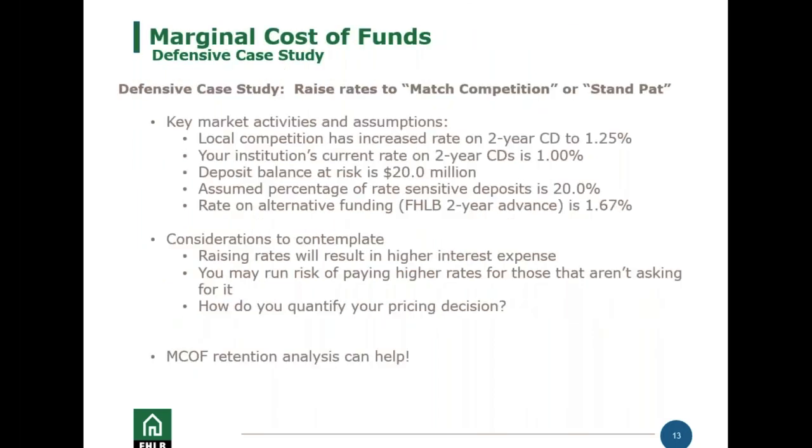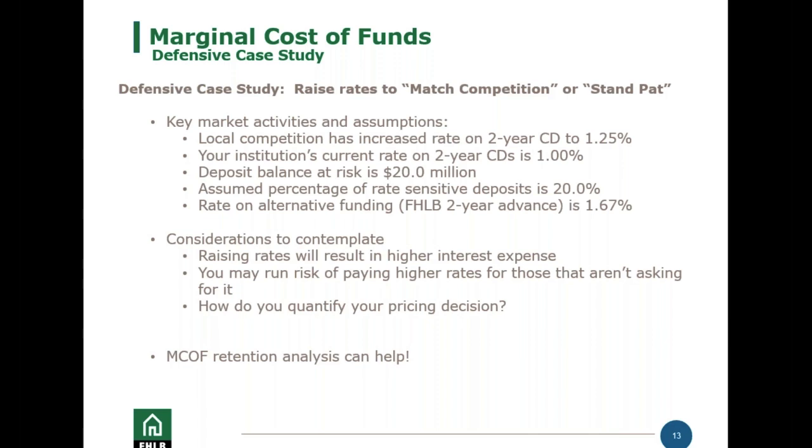If you're in the business of offering 2-year certificates of deposit priced at 1%, and depositors have noticed attractive rates at a local competitor for the same term but priced at 1.25%. Now the question is, do you match the competitor's rate of 1.25% or stand pat at 1% and hold the line? Again, a careful assessment of pricing assumptions is imperative.